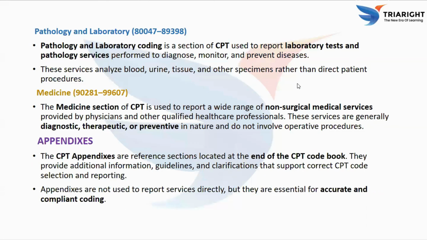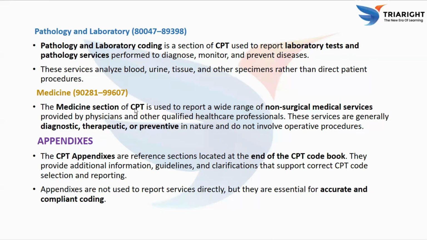So what do these services analyze? They analyze blood, urine, tissue samples and other body specimens. The services are usually not done directly on the patient. The work is done on specimens in the laboratory. Examples are blood sugar test, complete blood count CBC, biopsy examination and urine analysis. So pathology and laboratory codes are used for testing body samples to find the disease.